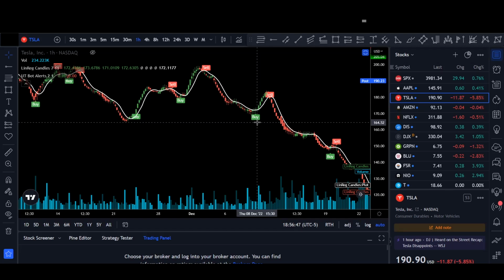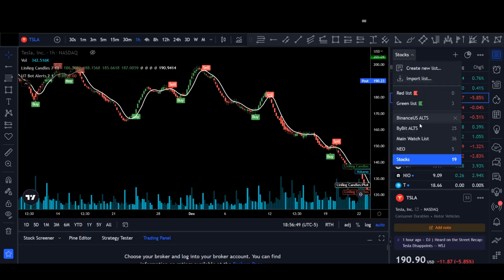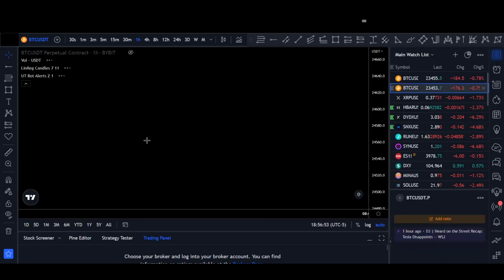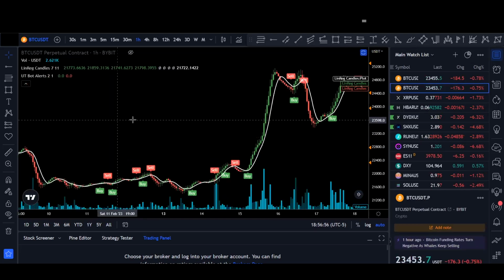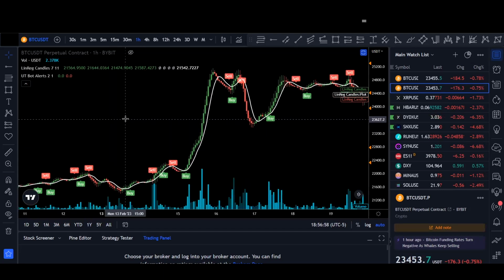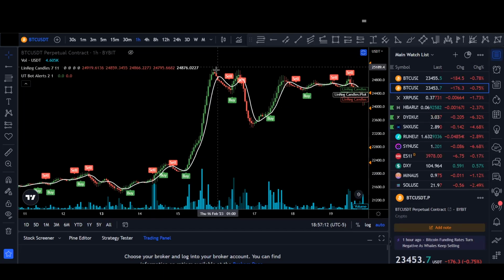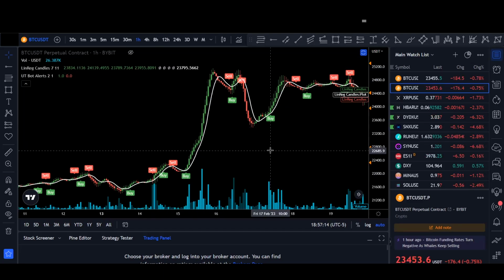So now what I want to do is I want to show you some crypto. And we're going to go to Bitcoin. And typically, crypto is a lot more volatile, right? So you might need to be a little bit more cautious with your stop losses and your entries, but it works here too. And so I'm going to show you some examples here, right? So this was a nice buy signal, right? For a very nice gain. This is on the 1-hour chart again.